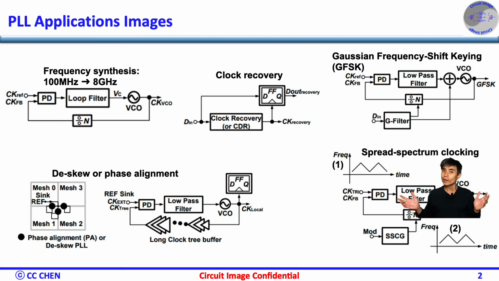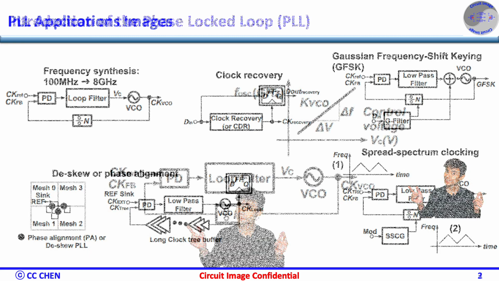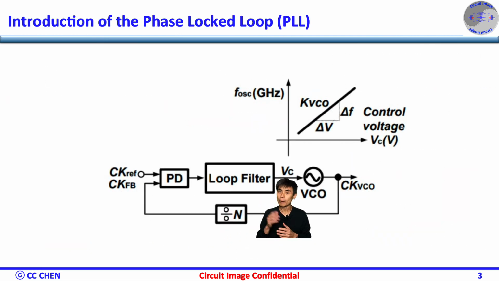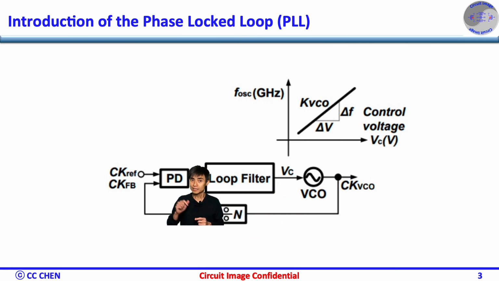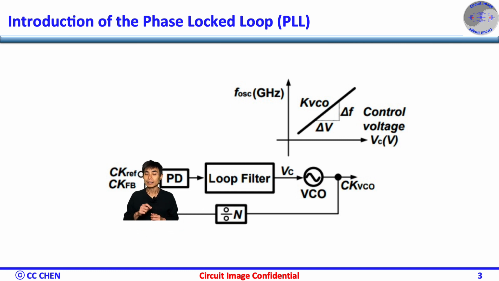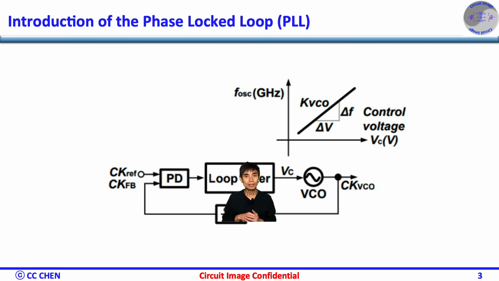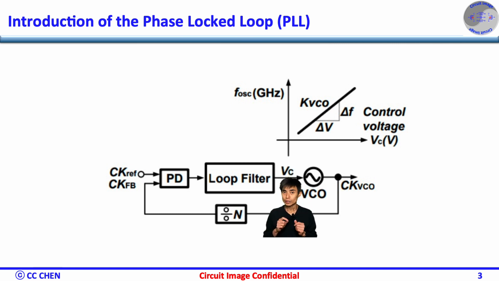So, what's inside the PLL? The fundamental operation of the PLL is the same among the mentioned applications as follows. First, the phase detector, PD, measures the phase error between the feedback clock and the reference clock. The loop filter then filters the phase detector output, thus generating the VCO's control voltage VC.